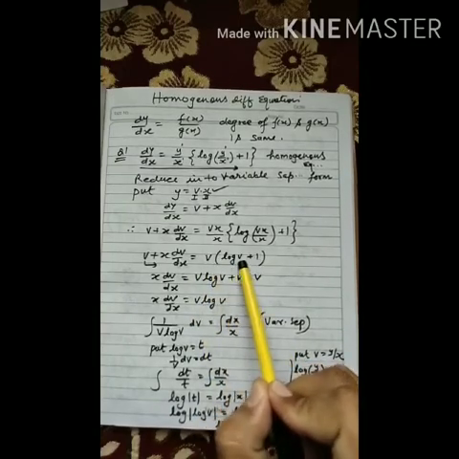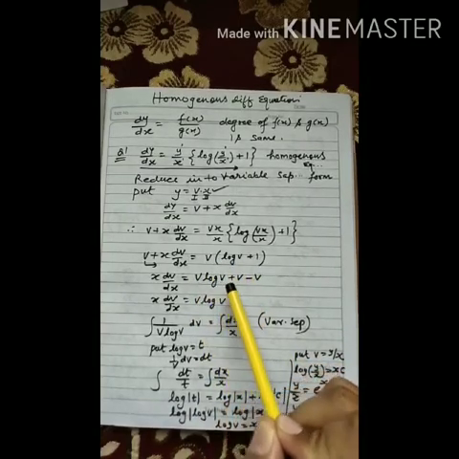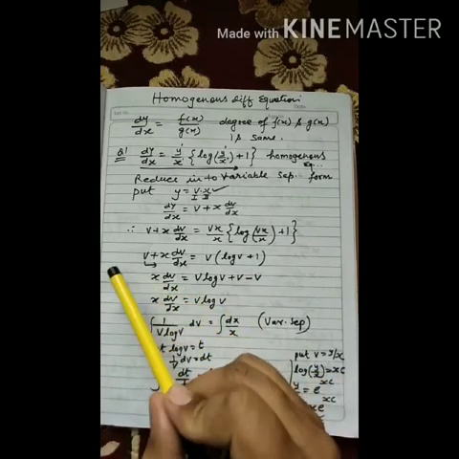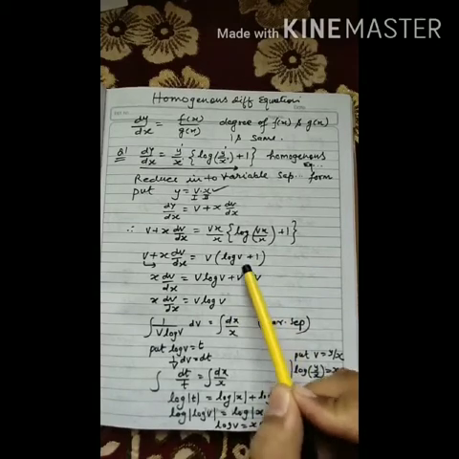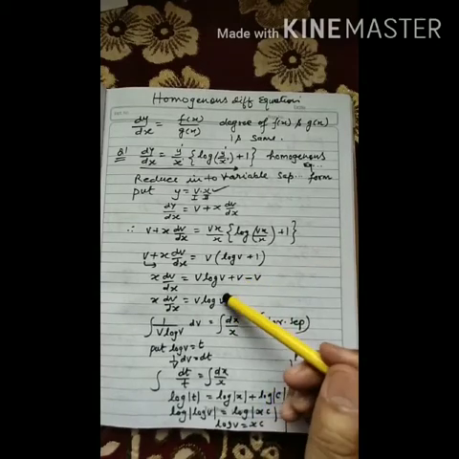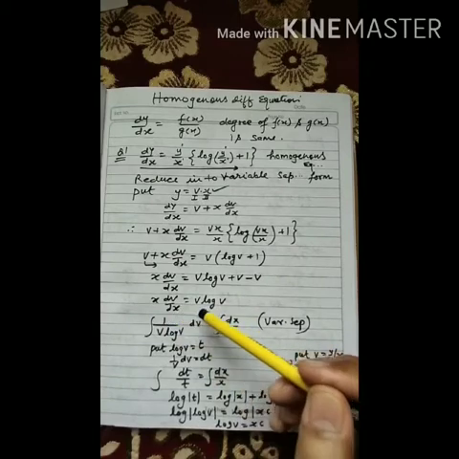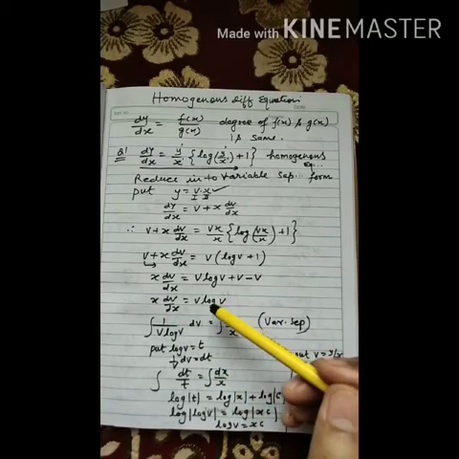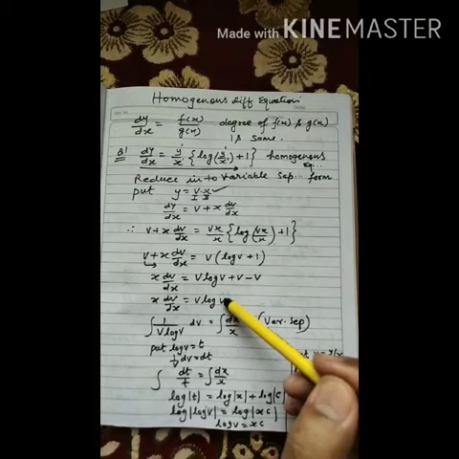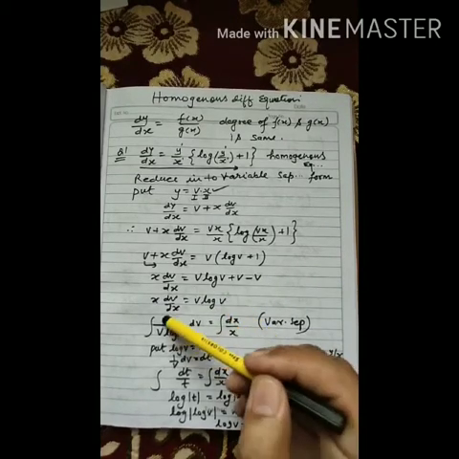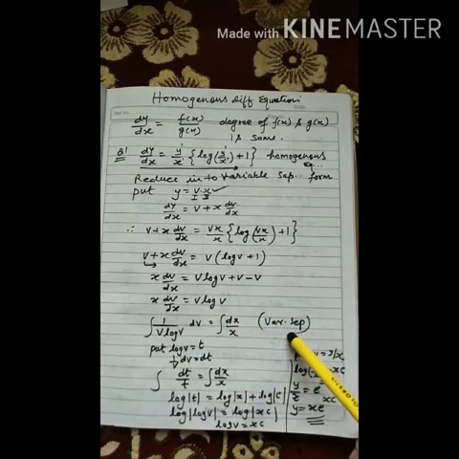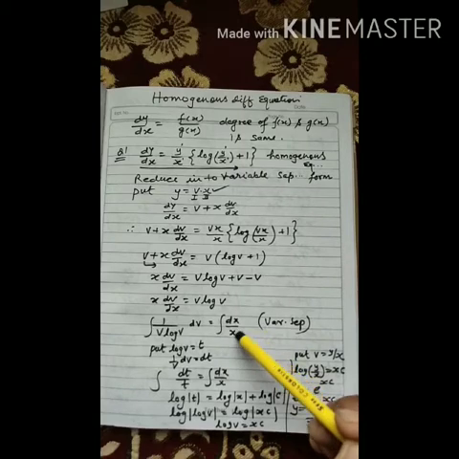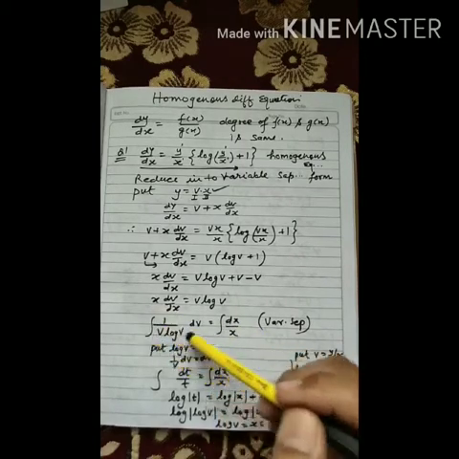Okay, open this bracket, we will get v log v plus v, and this v shifted to this side, then minus v plus v will cancel. Okay, and we are left with x dv by dx equal to v log v. Now, from here we are in a position to separate the variables in this way. 1 upon v log v dv is equal to dx over x, variable separable. Now, after this we have to integrate, so integrate both the sides.